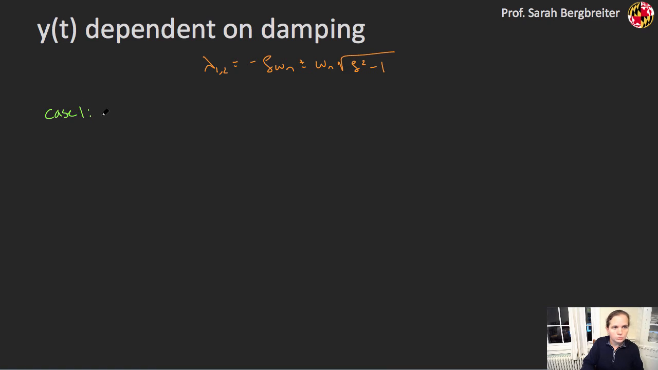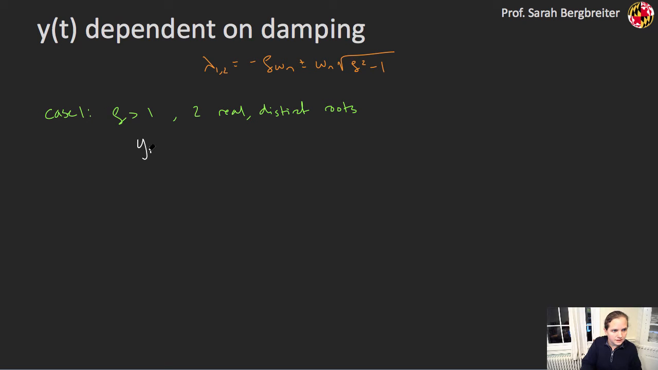All right, so rewriting those roots of the characteristic equation, I'm going to have three different cases. All right, case 1. In this case, I'm going to assume that zeta is greater than 1, which means that this quantity under the radical is going to be positive, right? Which means I'll have real numbers here. So zeta greater than 1, I will have two real and distinct, there'll be different numbers, roots to my equation.